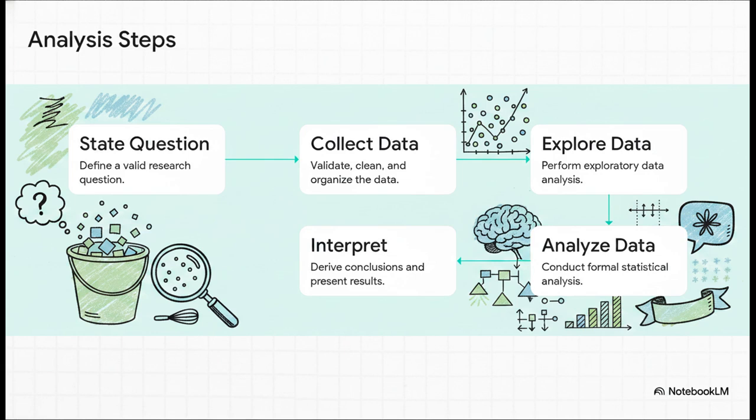Now, to answer that core question, every researcher follows a very specific life cycle. First, you state a valid research question. What crime are we trying to solve? Second, you collect and clean your data, kind of like dusting for fingerprints. Third, you perform exploratory analysis just to get a feel for what you're looking at. Fourth, the formal analysis, bringing the suspects in for questioning. And finally, you interpret those results and confidently draw your conclusions.